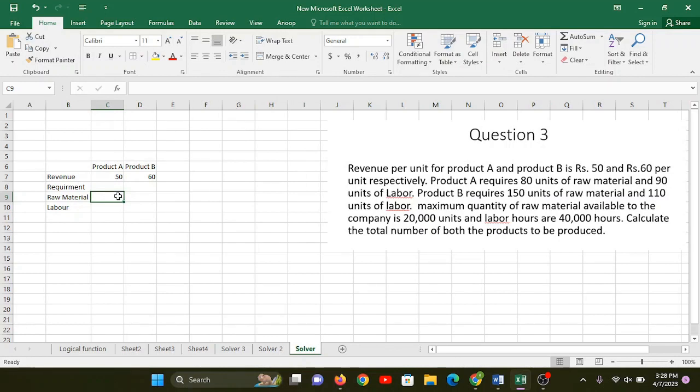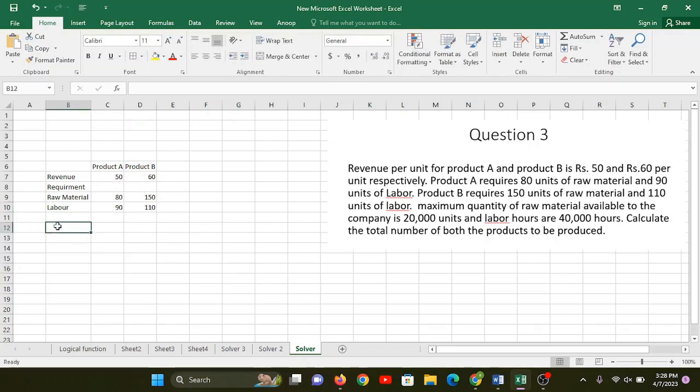So for producing 1 unit of A, you require 80 units of raw material and 90 units of labor. Okay, so for 1 unit of A, you need 80 units of raw material and 90 units of labor. Similarly, for making 1 unit of B, you require 150 units of raw material and 110 units of labor. You see, this is what is your situation on hand.